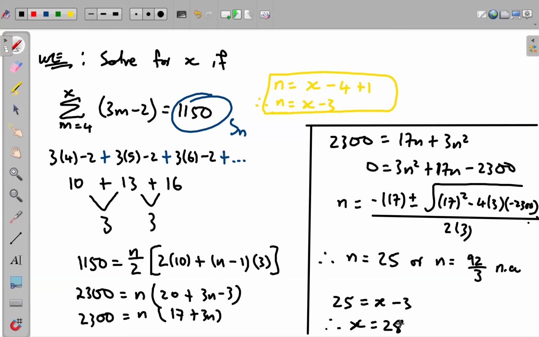Does this mean we have 28 terms? No, we have actually established that we are dealing with 25 terms. Here, you were just simply finding the value of x in an unknown equation.